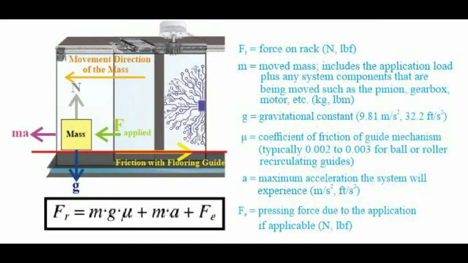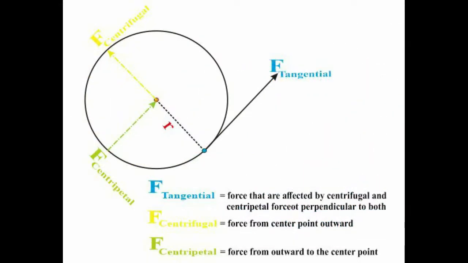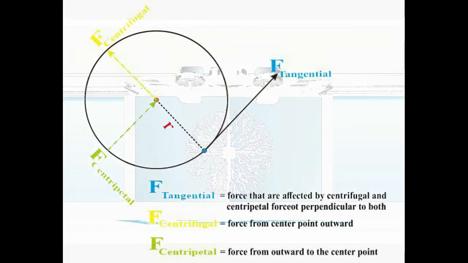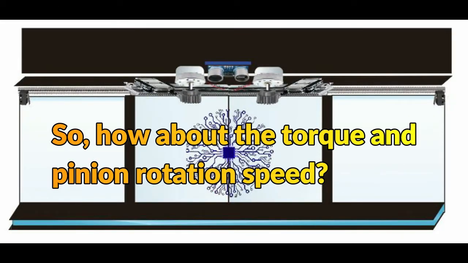Then if written in the mathematical formula, the tangential force on the rack is the result of multiplying the total mass, the gravitational constant, the guide friction coefficient, plus the total mass multiplied by the maximum acceleration of the system, and then added by another external force. If you don't understand about tangential force, you can look at this picture. Well, it is a force that is perpendicular to the centrifugal or centripetal force, or it is said to be influenced by both. Then what about the torque and rotation speed?